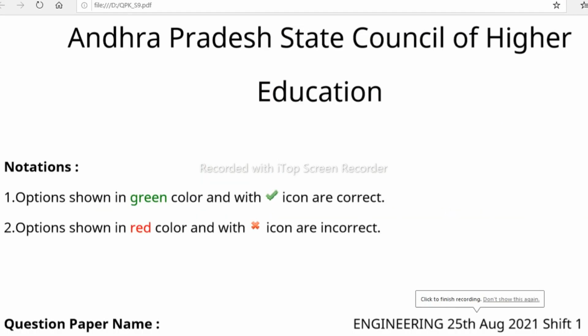Now we can observe the 25th August shift 1 question paper. From this, what are the questions given from circles? If we observe this question paper, only 4 questions were given in circles. In all the remaining shifts, 6 were given, but in this one only 4 were given. Let us see what they are. I am scrolling the question paper, please wait.